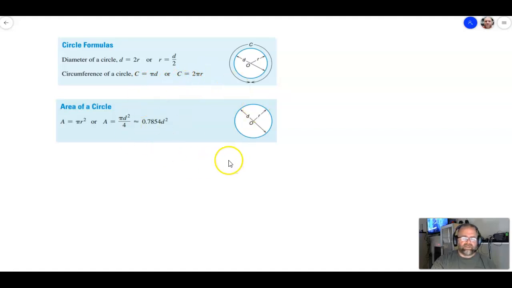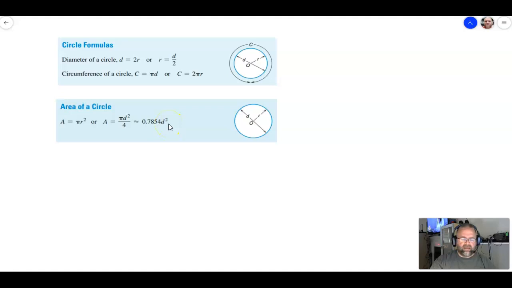And then with the area of the circle, we have that familiar formula pi r squared, where first we take the radius and square it, and then we multiply it by pi. Or if you want to just use the diameter and not convert the diameter to a radius, we can do pi times the diameter squared divided by 4. That'll give you the same thing. And if we just want to get an approximation, that means a value that's pretty close, we can use this formula here with the diameter. So 0.7854 times the diameter squared.